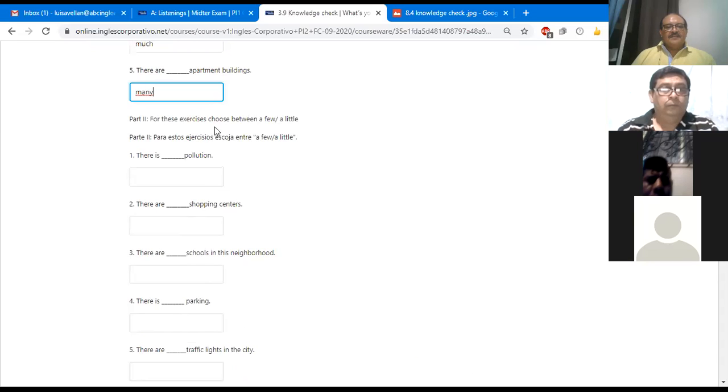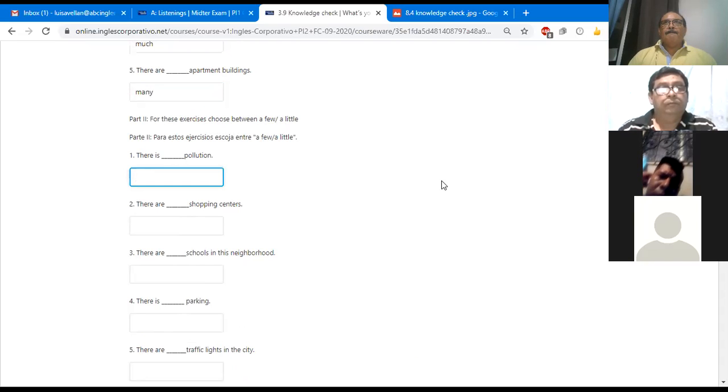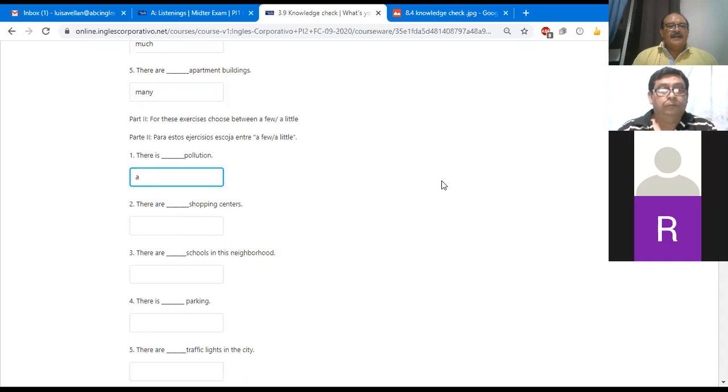Okay, for this exercise, choose between a few and a little. There is? A few is for countable, a little for non-countable. Okay, non-countable. There is? Pollution. A little. There is a little pollution.